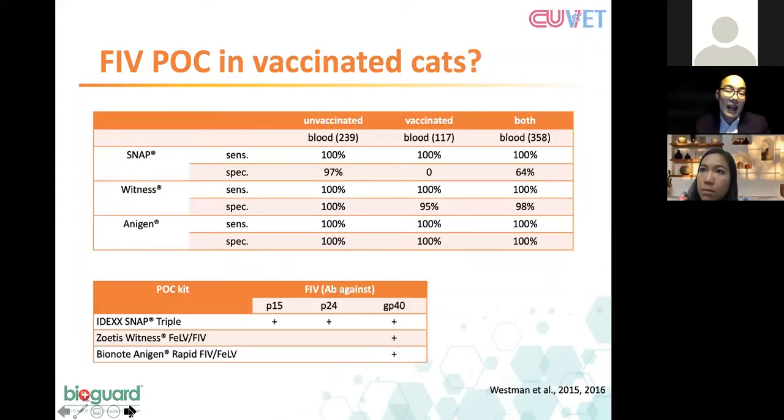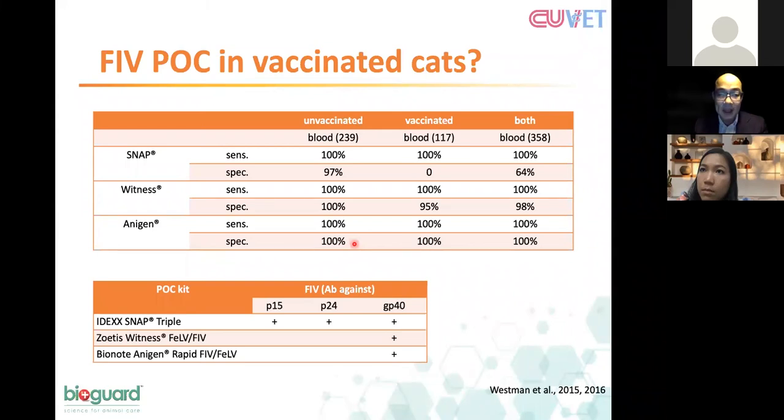But as I mentioned earlier, FIV point of care tests detect antibody against FIV, so there's some issue in vaccinated cats. If you look at the result here from the study of Max Westman in 2015 and 2016 in Australia, the definition of FIV point of care test usage in his study is the detection of infection.